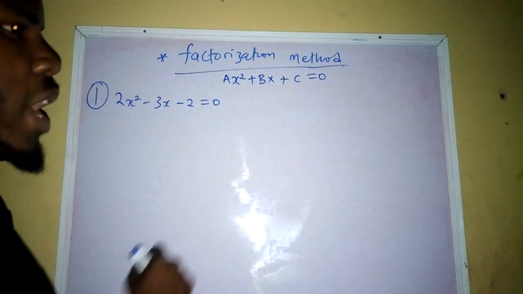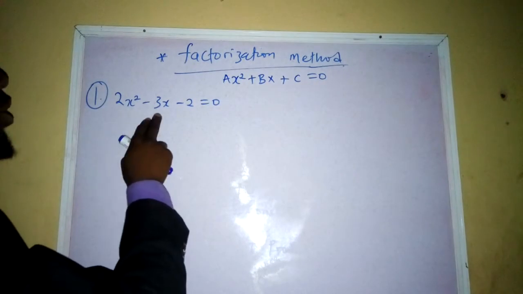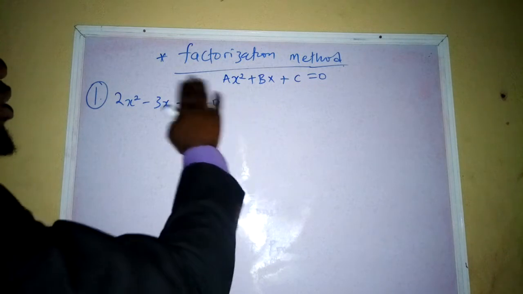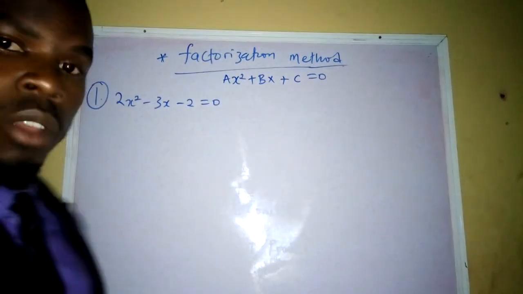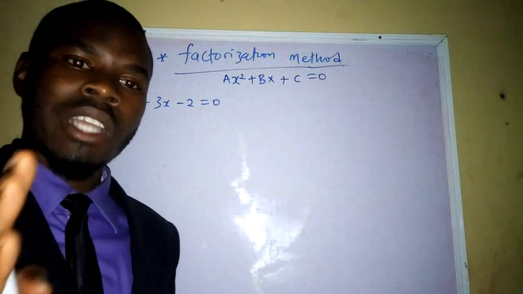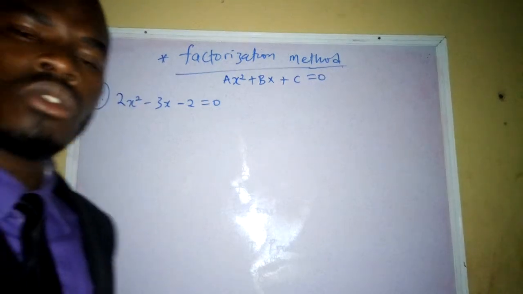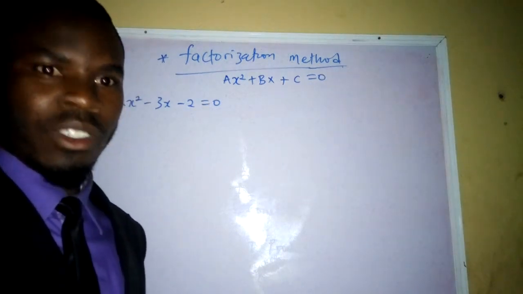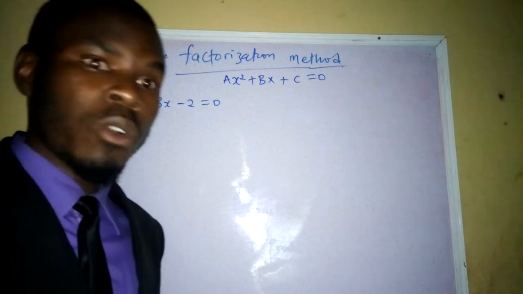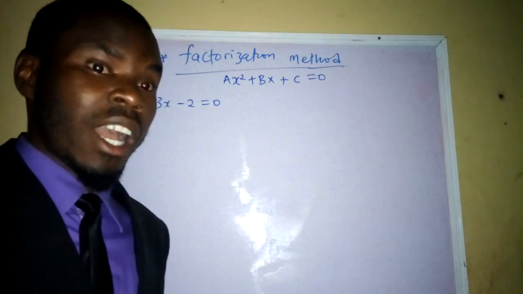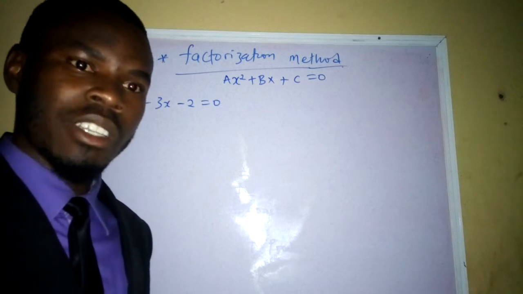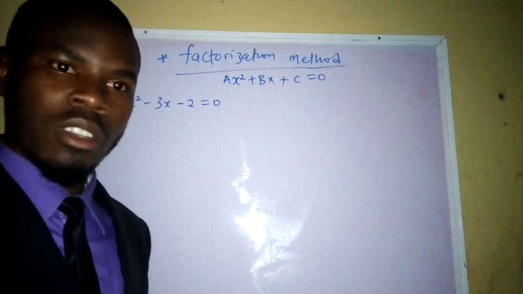This is the problem we have on the board: 2x squared minus 3x minus 2 equals 0. We are to solve using the factorization method. But before we go further, I want to make it categorically clear that not all quadratic equations are factorizable. Not all of them. So if not all are factorizable, how do I know if a quadratic equation is factorizable? It's very easy.